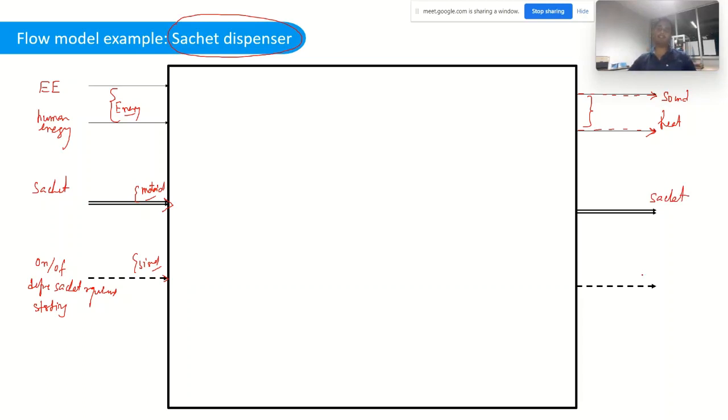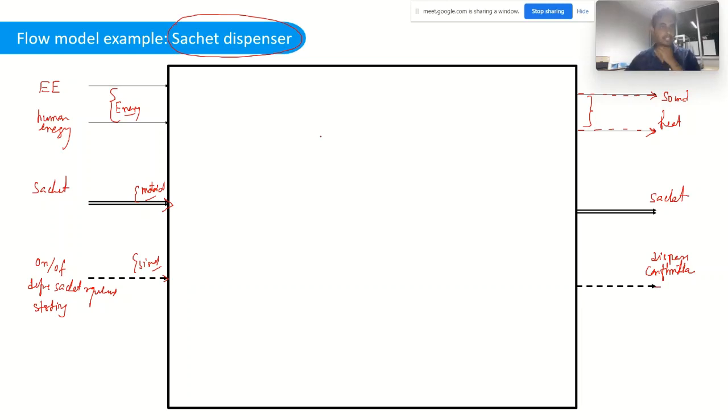And what will you get in terms of signal? So basically confirmation. You get the confirmation that it has dispensed. So dispense confirmation, using some sort of noise, sorry, a buzzer or alarm. The system notifies you that the task is done. So that sort of output you can assume.